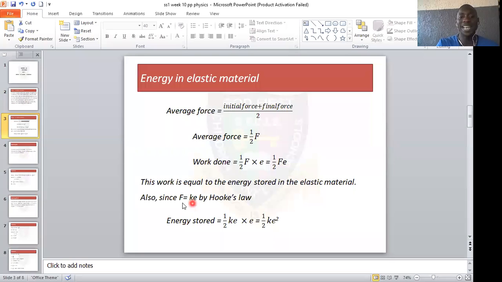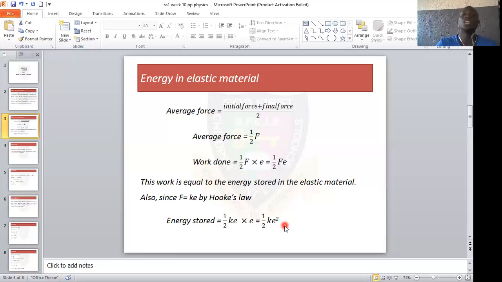So now replace F with Ke in this formula, 1 over 2 Fe. Replace F as Ke, you have 1 over 2 Ke times e, which equals 1 over 2 Ke squared, where K, as I told you in the previous topic, is the stiffness of the material, or the force constant, however it comes in your question. They can call it the stiffness of the material or the force constant.